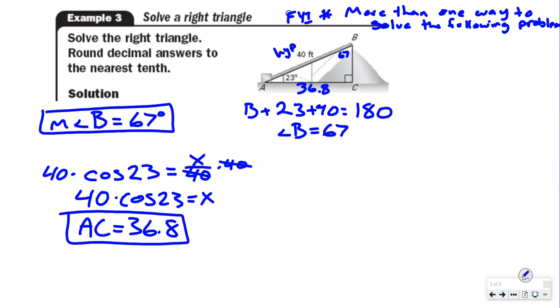And then we just need to find BC. I'll do this in a different color. All right, so BC, if now I'm calling BC X. See, now we've got angle 67 up there, so I could use cosine again if I really like using cosine, or I can use sine of 23. We also have our 36.8, so technically we could use tangent, but since we had to round that to get 36.8, it's better to use our hypotenuse that is not rounded. It's just 40 feet. So I'm going to go ahead and use sine of 23.